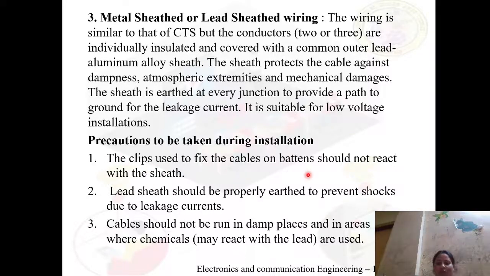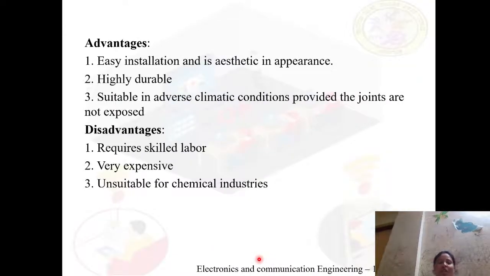The clip which is used to fix the cables on the batten should not react with the sheath, and the lead sheath should be properly earthed to protect from shocks due to the leakage current. The cables should not be run in damp places and in the areas where chemicals are being used.